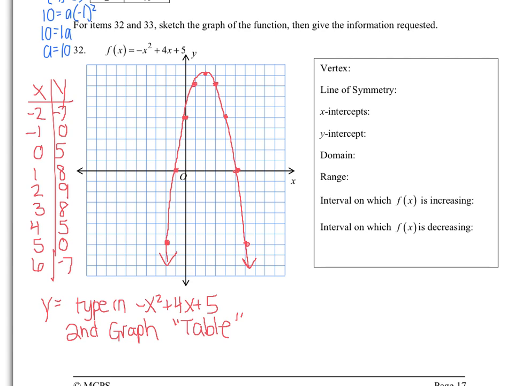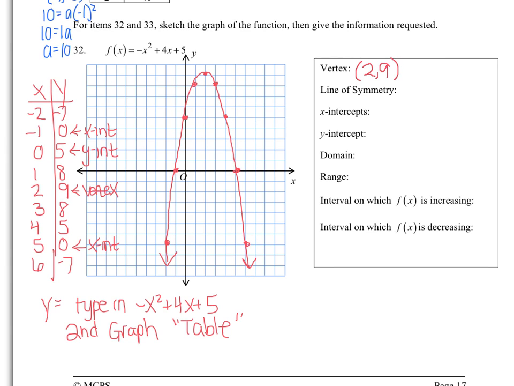So this is going to get me this graph that's going to look like this. Don't forget your arrows. Now looking at our table or looking at our graph, we can see that our vertex is here. Our x-intercepts are when y is 0, and our y-intercept is when x is 0. We can also see this on our graph because here are our x-intercepts, here's our y-intercept, and here's our vertex. So our vertex is going to be (2, 9).